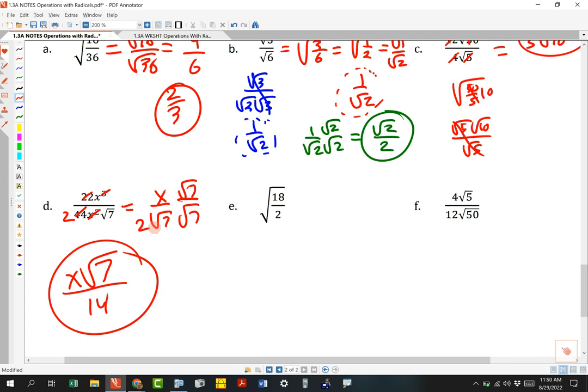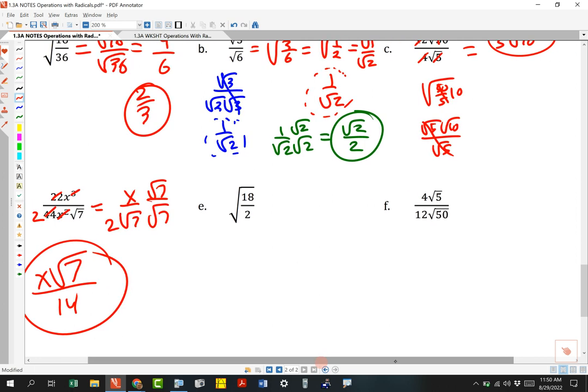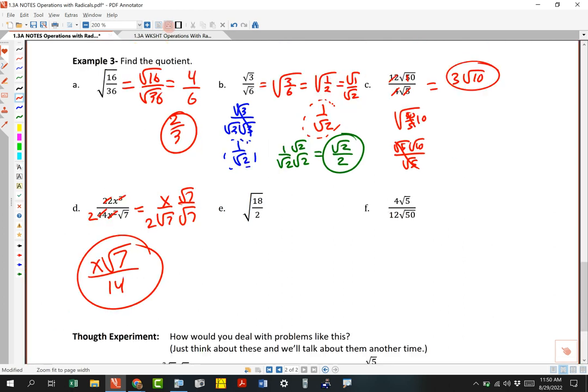Anybody know why we don't write it on the end? Somebody might confuse it for being underneath with the radical. They might not know how long that bar is with the radical. Would you simplify e, please? Do e on your own.